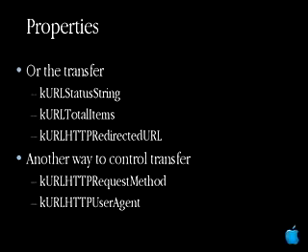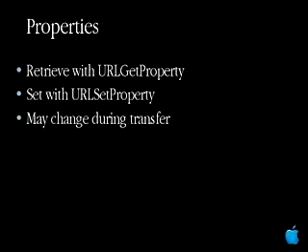For example, the HTTP request method is something you can set. Or the HTTP user agent. This is really useful. A lot of websites are quirky in that they want you to be Mozilla compliant, so you could set your user agent to have the string Mozilla in it. So properties can be retrieved with URL get property. They're set with URL set property, and they may change during the transfer.